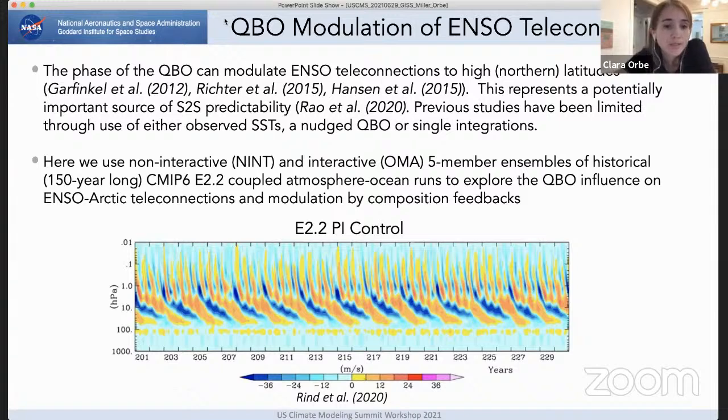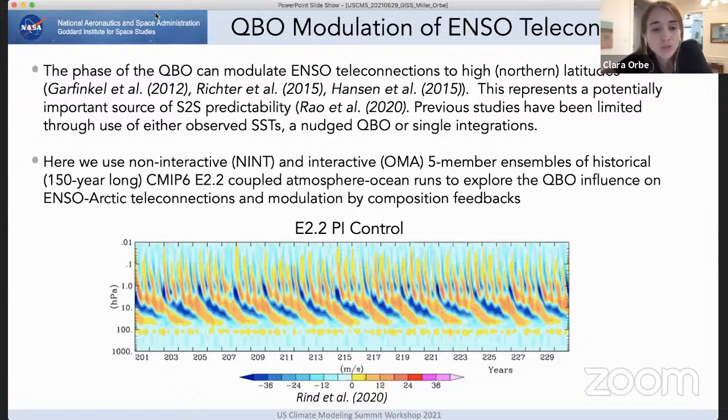And so that's really the point that I want to drive here, through use of the ensembles of historical simulations that we contributed that were produced using E2.2. So these were coupled atmosphere-ocean historical simulations. Each ensemble essentially consists of 750 years of integration. So these are larger ensembles than have been considered in previous studies. And we're going to be looking at these integrations to see if there's any evidence that the QBO robustly does influence these ENSO-Arctic teleconnections.